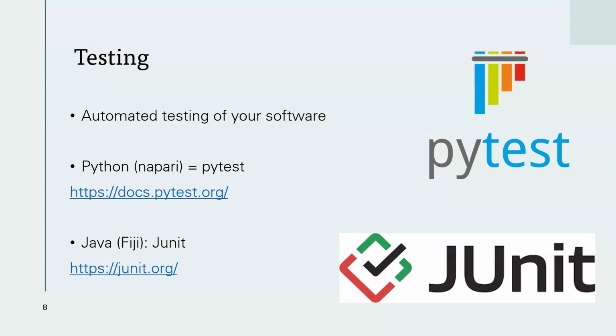Framework-wise, there are loads out there. For Python, so for napari and all of this, PyTest is the most popular one. They have great documentation with a lot of examples. For Java and Fiji, they have JUnit, which again is very fully featured. They are slightly different, but once you've used one of these frameworks, they all have very similar features and a very similar structure. So once you've learned one, it's a lot easier to learn the other ones.